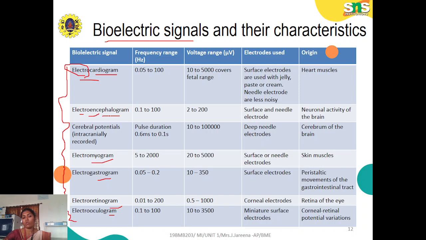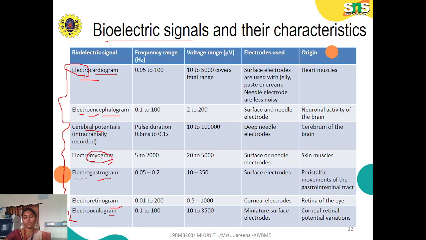Here, encephalogram is nothing but the brain part. We are covering the brain part, and cerebral potential is an advanced type of EEG. Here we are focusing only on the cerebral potential, that is, the intracranial potential. The fourth one is electromyogram. Here we are focusing on muscles, that is, skin muscles and skeletal muscles.